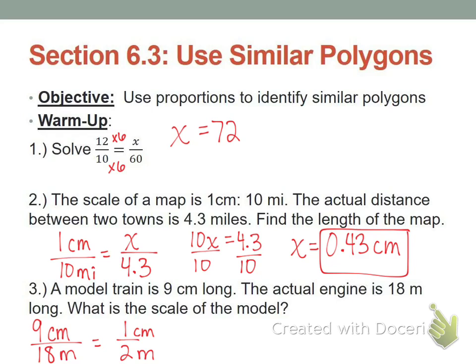You could write it with the colon if you prefer. If you do things like changing your units to be the same, your answer could look a little different. Okay. As long as it's equivalent to what we have here and it's reduced for the units that you have, I will accept it. Questions about any of our warm-ups? All right.